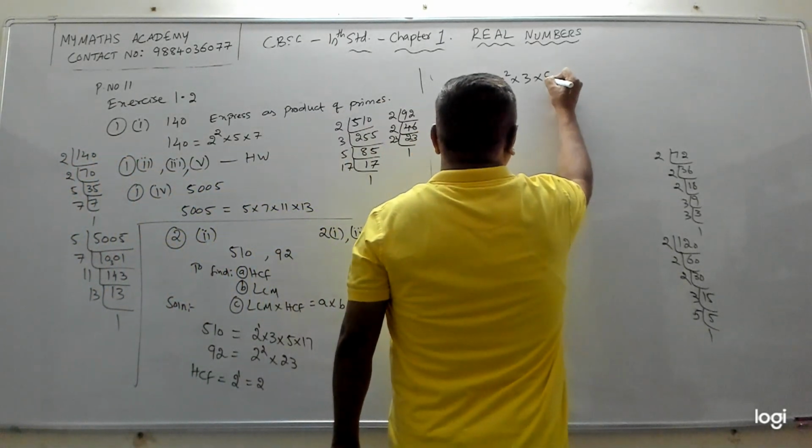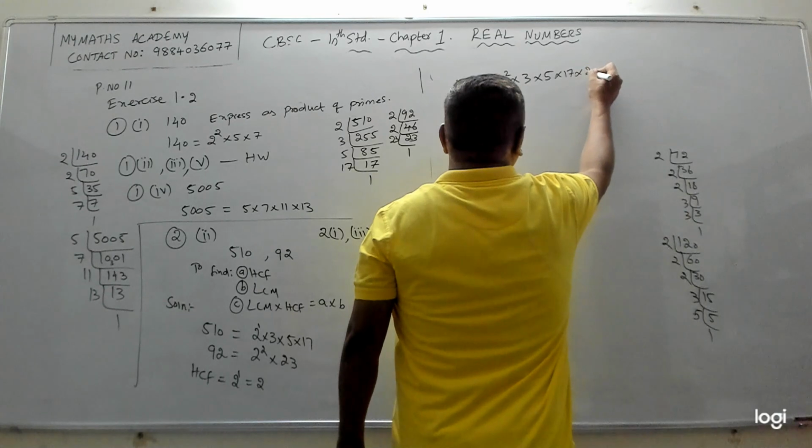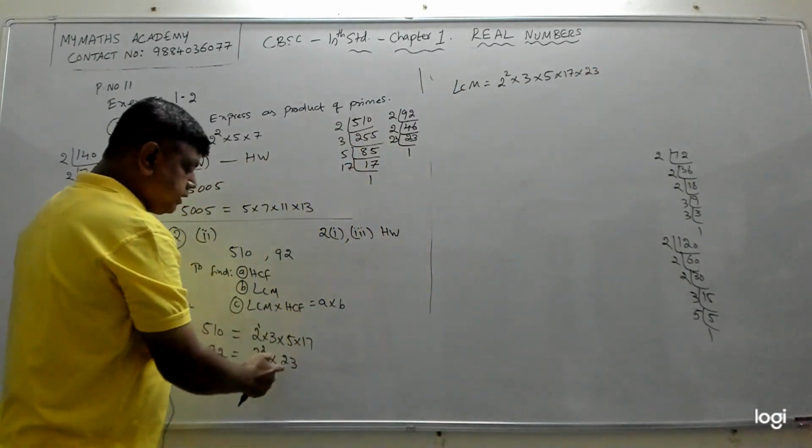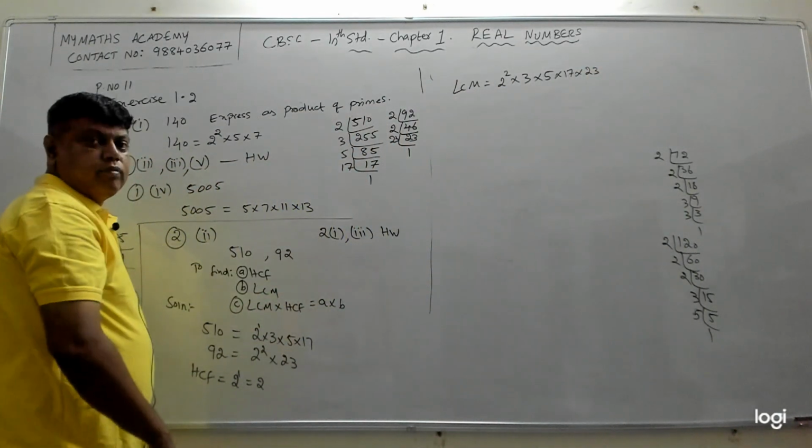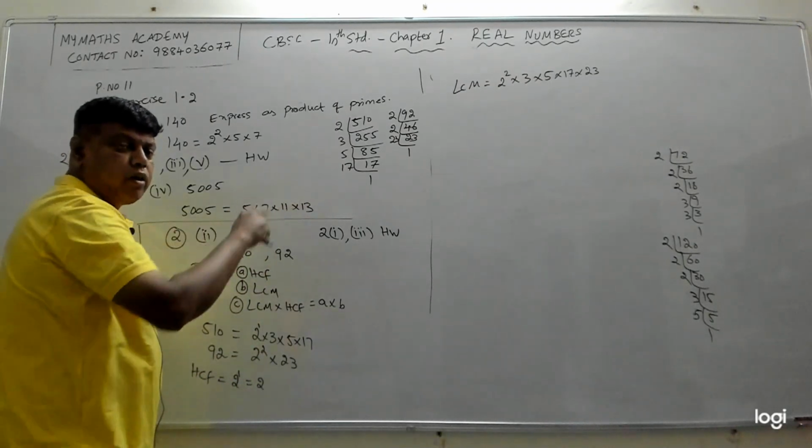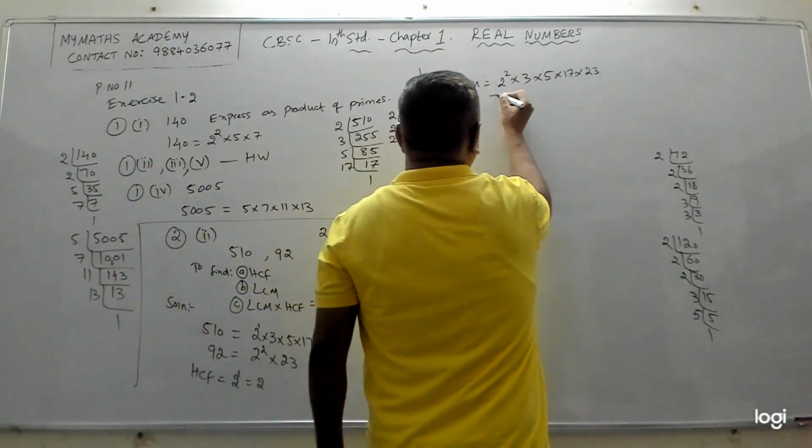So 5 is also there. Similarly, 17 also we will write. Similarly, 23 also we will write. Because 23 is here, but not here. But still we will write. Even if it is in one of them, we can write for LCM. Now we should multiply all this.